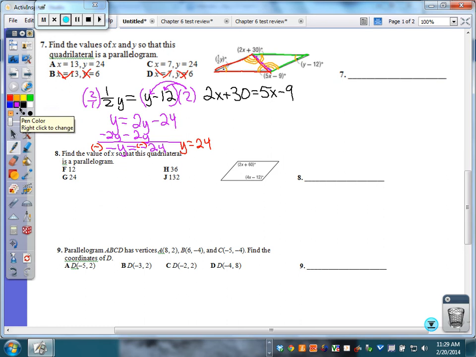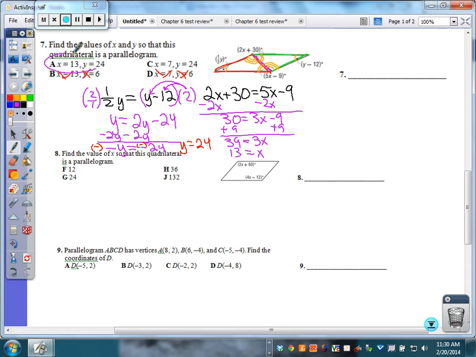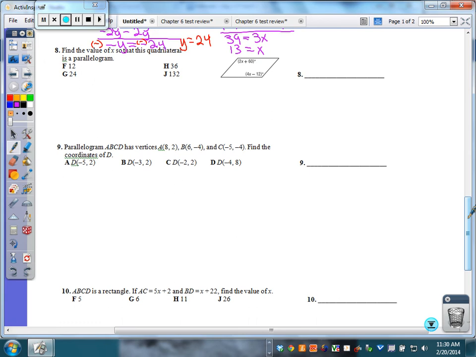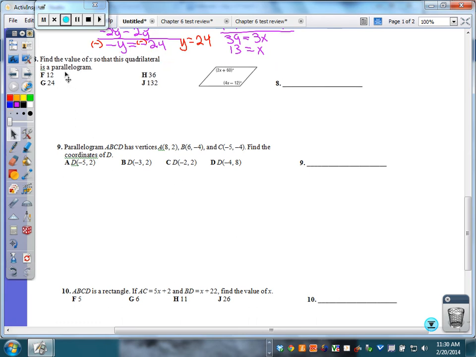Next problem is we're going to go ahead and subtract 2x from both sides. So we get 30 equals 3x minus 9. We're going to add the 9 to both sides. 3x equals 39. So x equals 13. So x equals 13, y equals 24. Number 8.